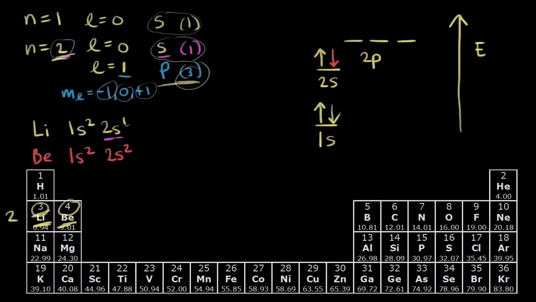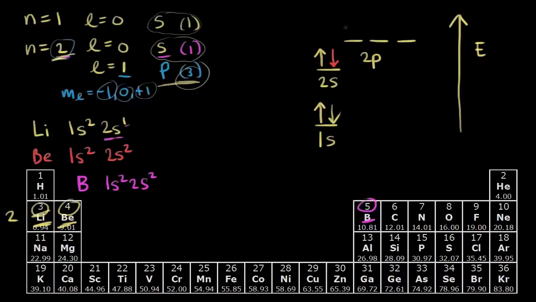So when we move on to the next element, which is boron over here, boron has 5 electrons. So let's write the electron configuration for boron. Well, so far we have 1s2, 2s2, but that only takes care of 4 electrons. We need 5. So where does the 5th one go?